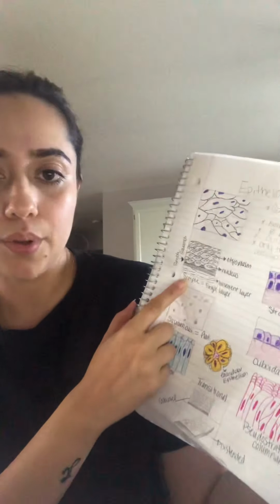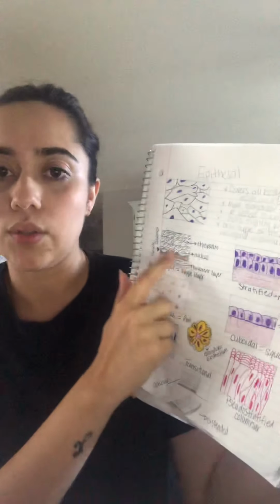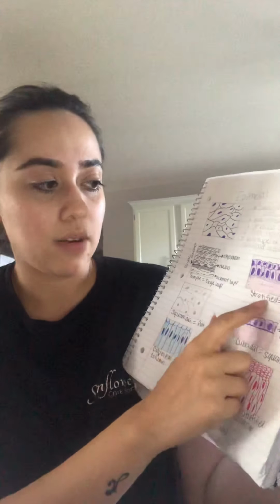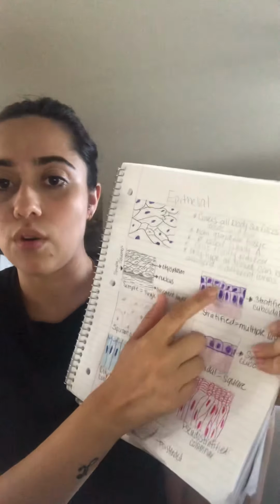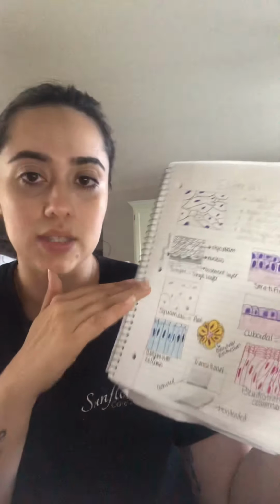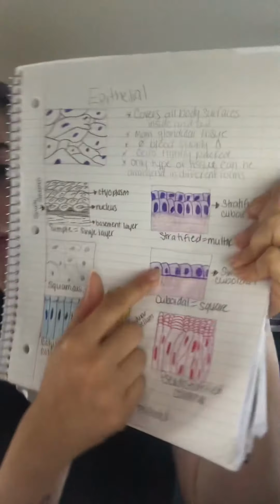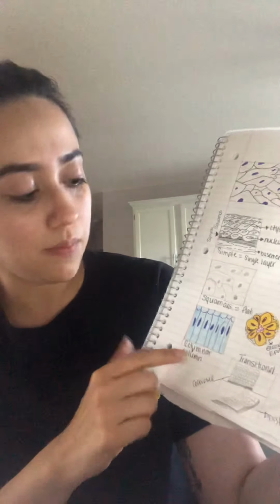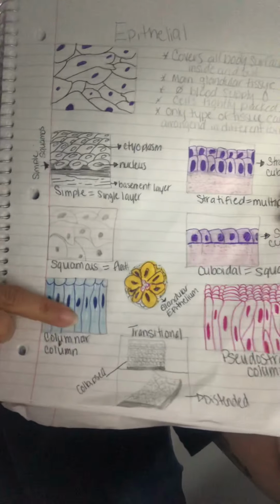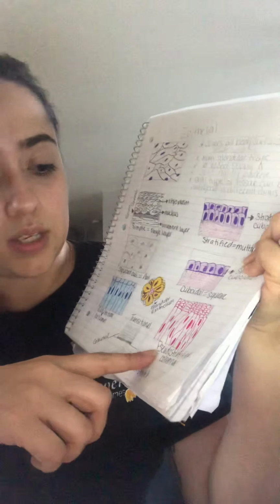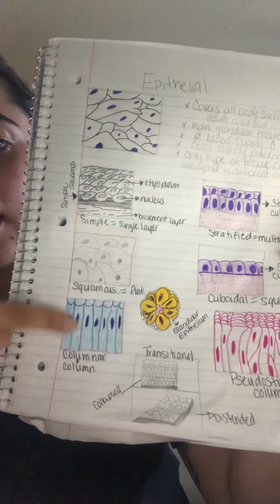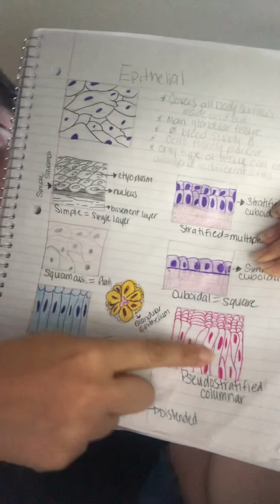First, we'll start off with the simple, which just means it's a single layer. And then we have the stratified, which just means that there is more than one layer. There are multiple layers. And then we have the squamous, which is flat. Then we have the cuboidal, which is square or more cube shaped. And then we do have the columnar, which does appear to look like columns there. And then we also have the pseudostratified columnar, which you can see is not quite as columned and straight as the others.